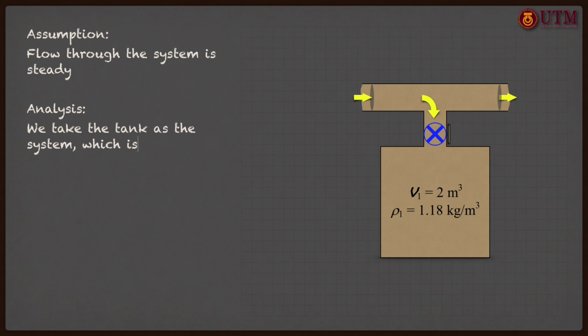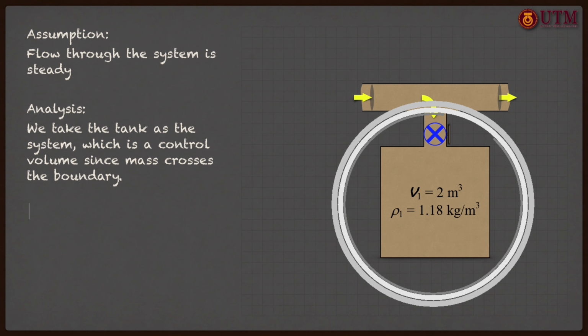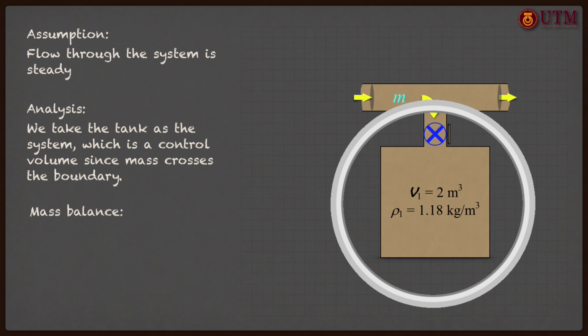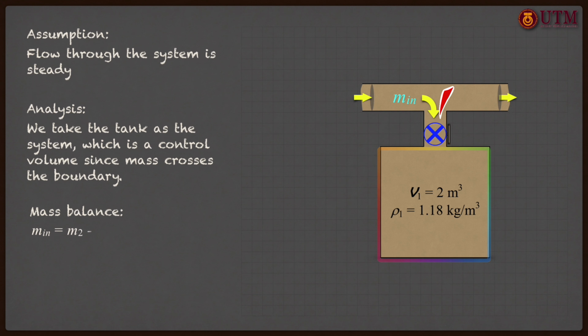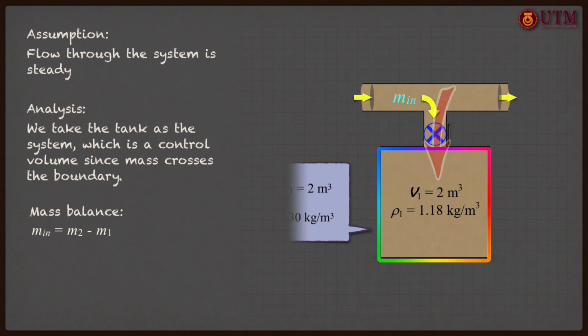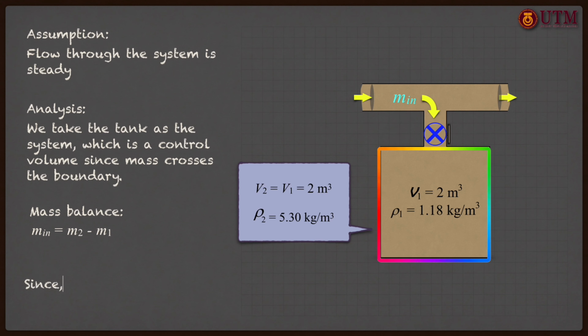For this problem, we take the tank as the system, which is a control volume since mass crosses the boundary. The problem is solved as demonstrated.